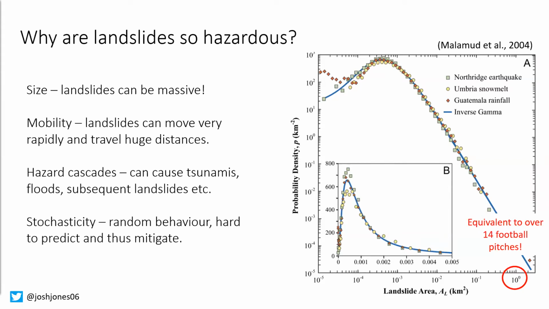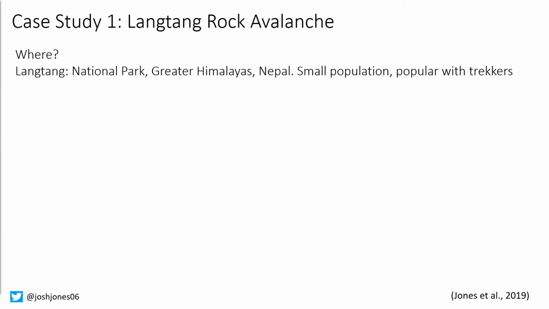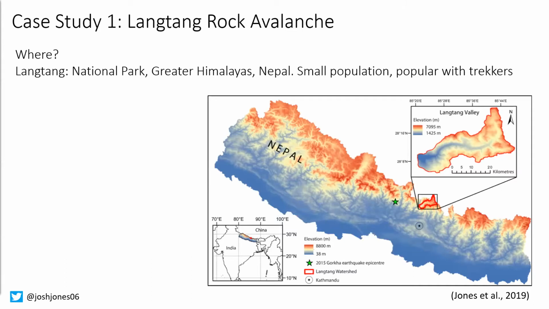So all of these reasons make landslides a major geohazard. To illustrate this, I'm now going to take you through two examples of catastrophic landslides that have occurred in the Greater Himalayas. And in each case, I'll outline what happened in those events and some of the lessons that can be learned in terms of landslide hazard management. So the first case study is of an event called the Langtang Rock Avalanche. Now, Langtang is a region in the Greater Himalayas of northern Nepal. At this point, I should probably clarify that the Greater Himalayas is defined as the most northern part of the Himalayan mountain chain, where you get mountains of 6,000 meters plus.